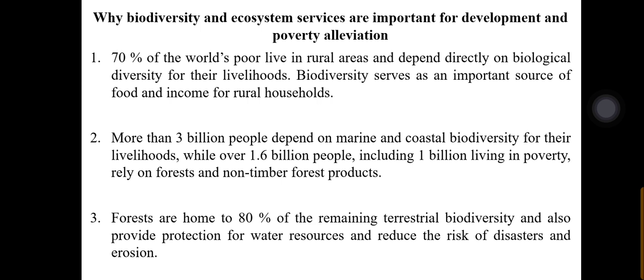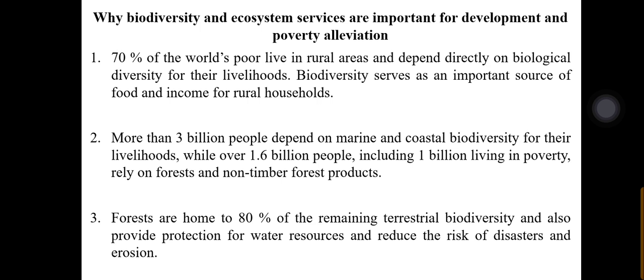So I say one of the reasons why biodiversity and ecosystem services are important for development and poverty alleviation is that, one, 70% of the world's poor live in rural areas and depend directly on biological diversity for their livelihood. Just like I explained before, the poor are the people in direct contact with and directly dependent on biological diversity for their livelihood.